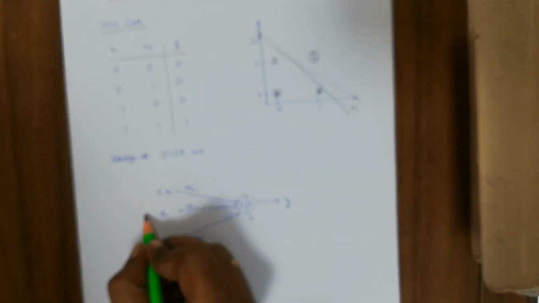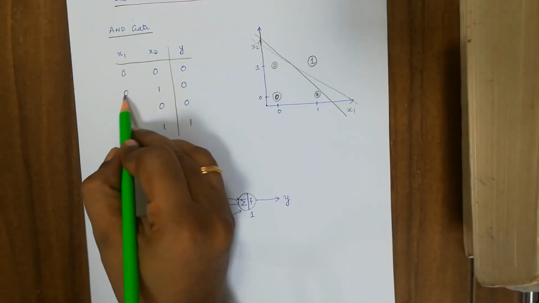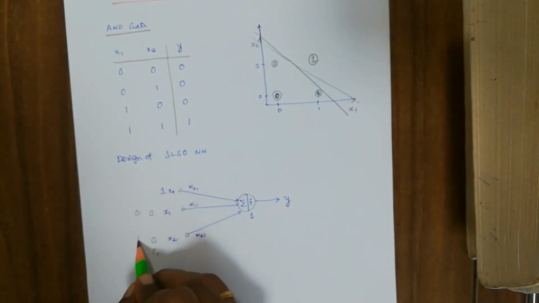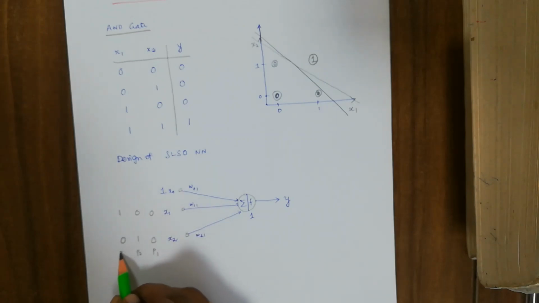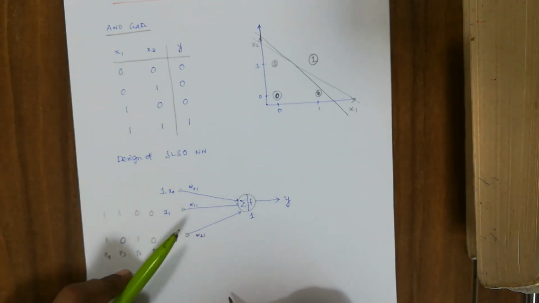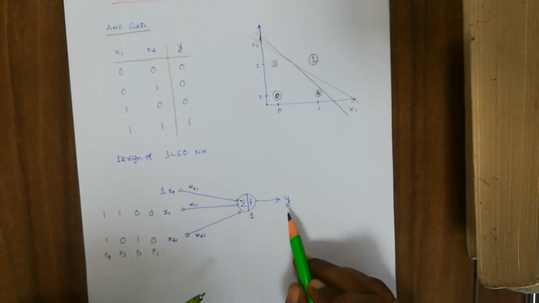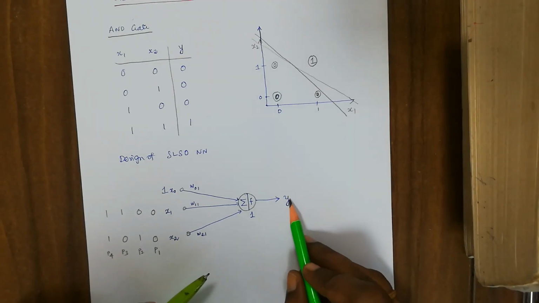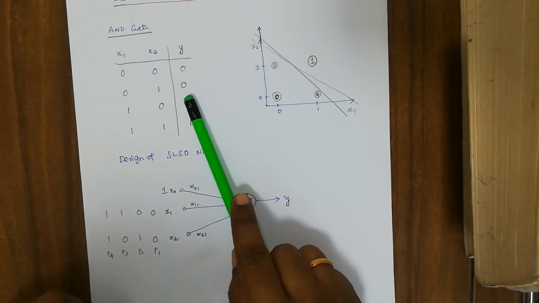First we give the pattern 0 0, which is pattern 1, and next we give 0 1, which is pattern 2, then 1 0, which is pattern 3, and then 1 1. We have to design a neural network which will work for all these possible inputs, and the expected output y should be the same as what we get in the AND gate truth table.